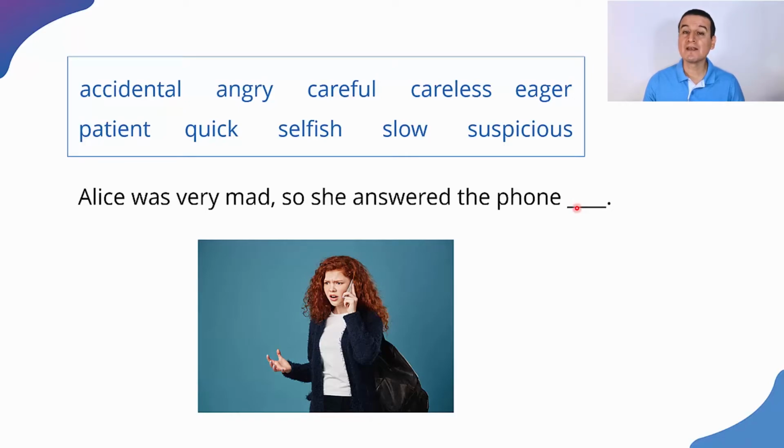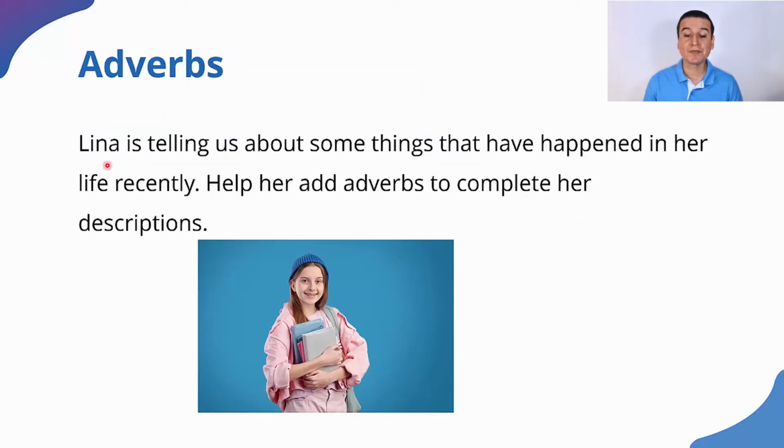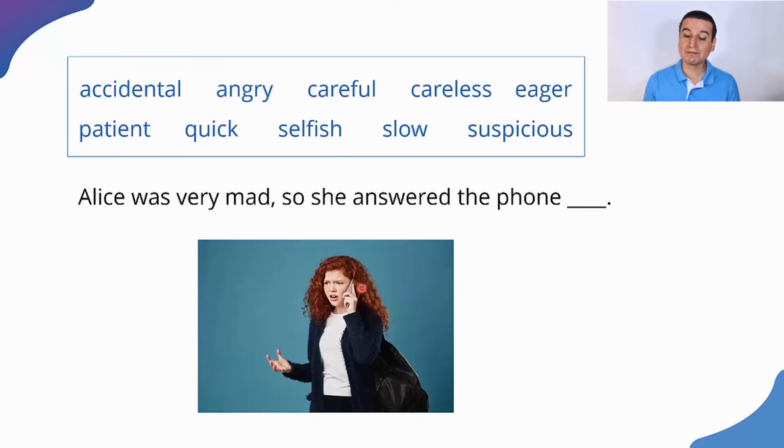All right? So, but there is a situation. It says here, Lina is telling us about some things that have happened in her life recently. Help her add adverbs to complete her descriptions. That's Lina. All right? So, let's see the first one. It says, Alice was very mad, so she answered the phone blank.